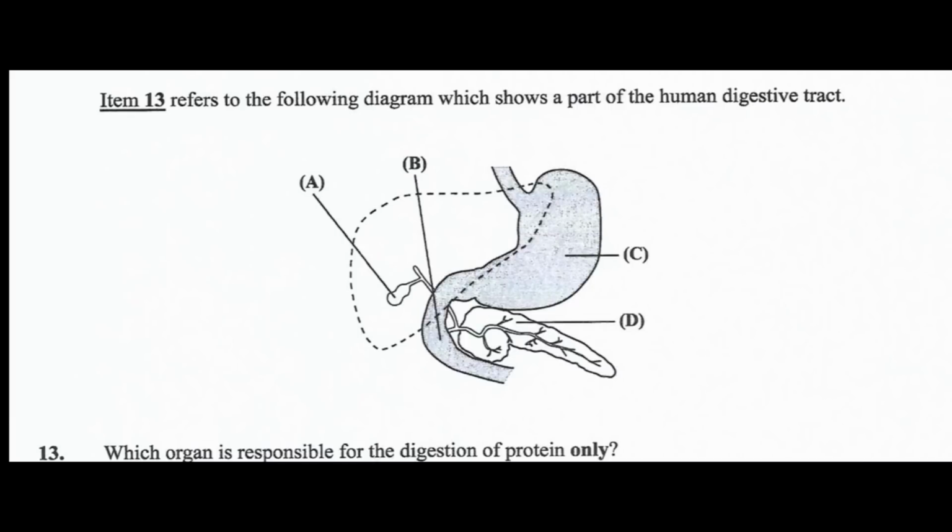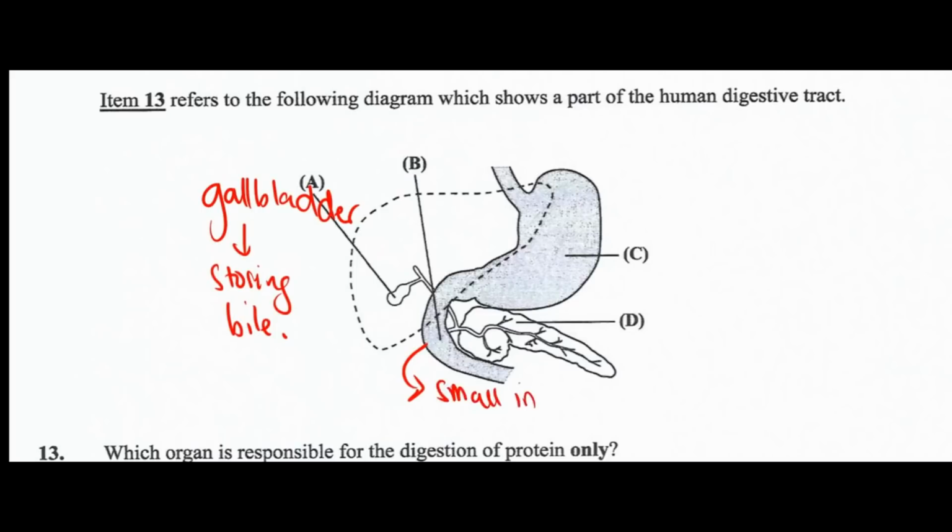So A here is the gallbladder. The gallbladder is for storing bile. This here, B, is the beginning of the small intestine, which is the duodenum. The middle part is the jejunum, and the last part of your small intestine is called the ileum. So you can remember that. This leaf-like structure is called the pancreas.